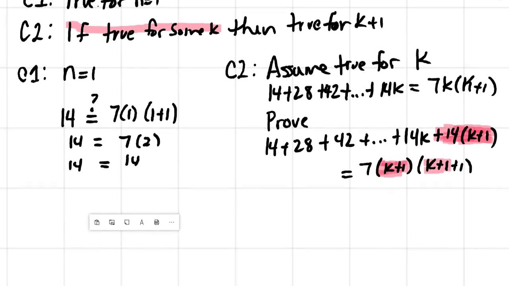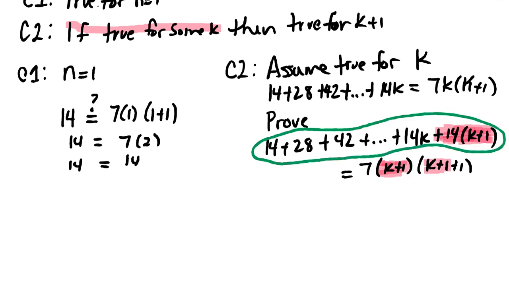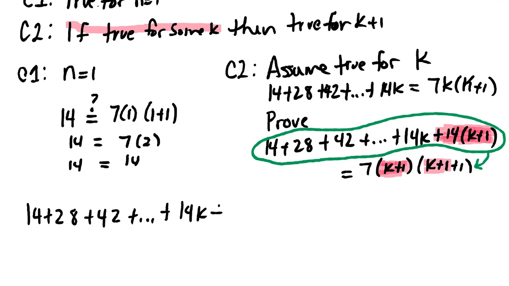So to prove that statement, I'm going to start from one side of that equation, and I'm going to manipulate it to try to get to the other side. So I'm going to start with 14 plus 28 plus 42 plus dot dot dot plus 14k plus 14 times k plus 1.